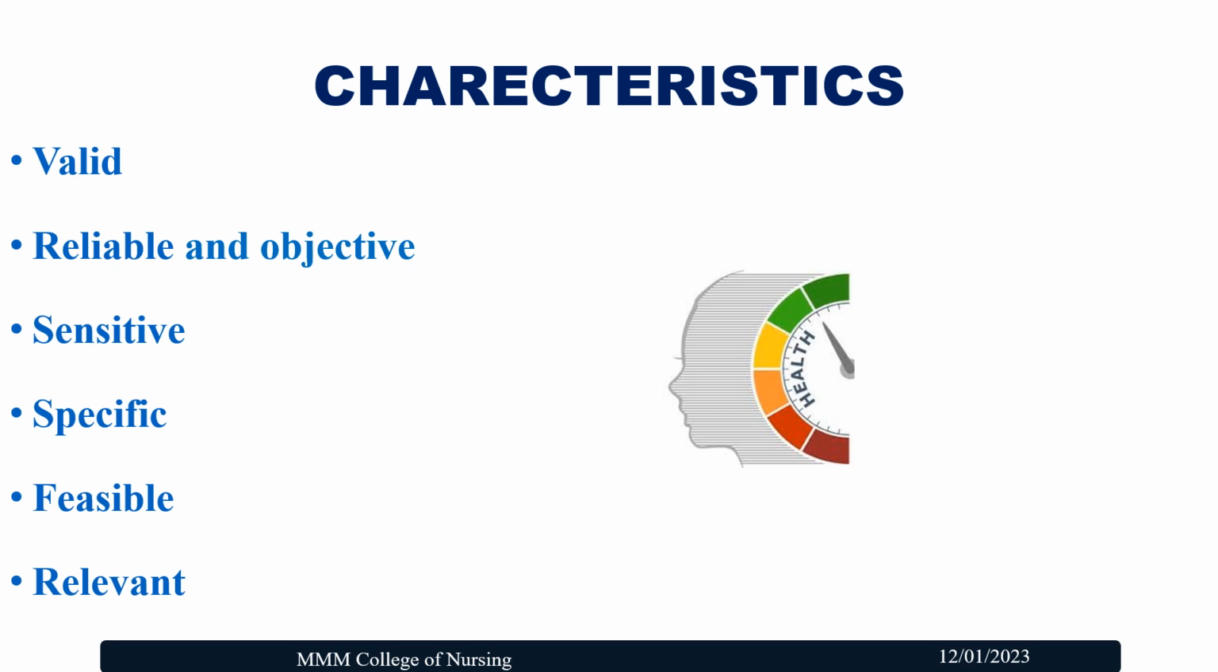The health indicators should be valid. They should actually measure what they are supposed to measure. The second characteristic is reliable and objective. That is, the answer should be the same if measured by different people in similar circumstances. The next one is sensitive. That is, they should be sensitive to changes that happen in the situations concerned. The next is specific. That is, they should reflect changes only in the situations concerned.